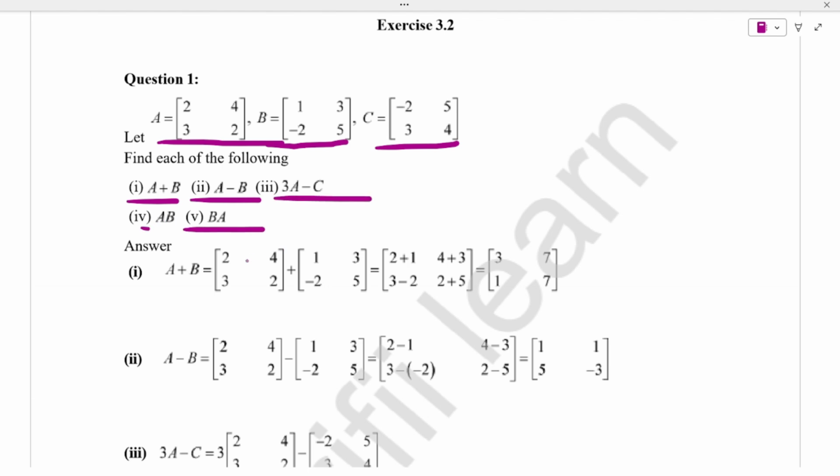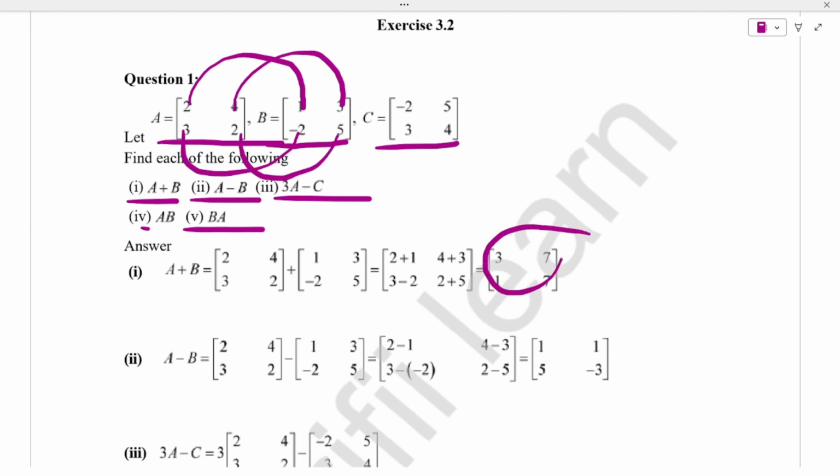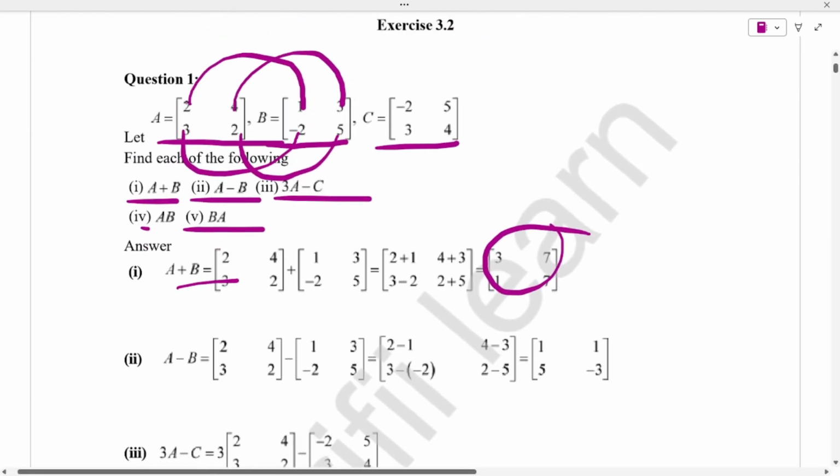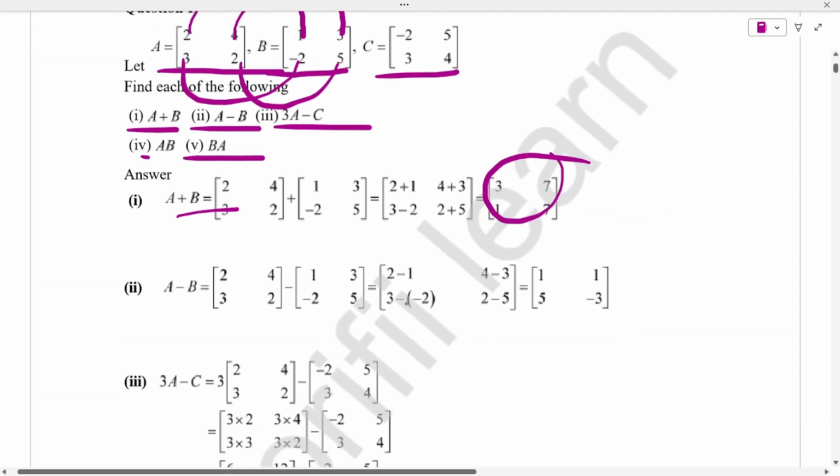Now to do A plus B, I'll tell you how to do it. A and B are given, right? You have to add the corresponding elements: 4 plus 3, the same way 3 minus 2, and 2 plus 5. Then you will get the value of A plus B. For A minus B, the same way you subtract the corresponding values. Now it will be 3 minus of minus 2, because they have given minus 2 and the minus is already present, so minus of minus will become plus.